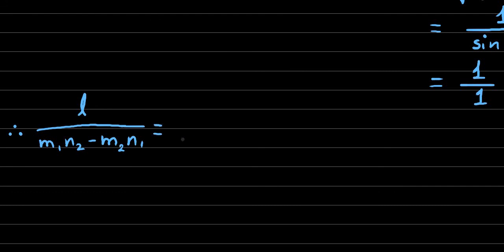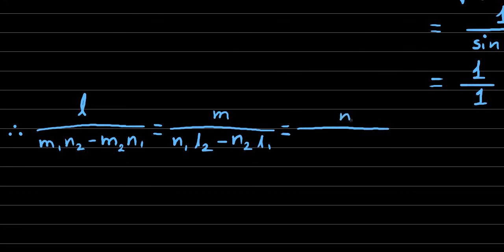This was the first fraction, and it is equal to M upon N1, L2 minus N2 L1, equal to N upon L1 M2 minus L2 M1, and all three fractions are equal to simply 1. So from here we conclude that, hence.